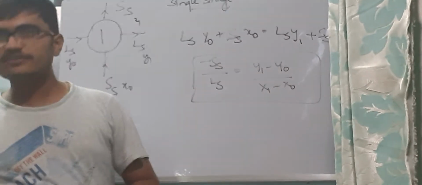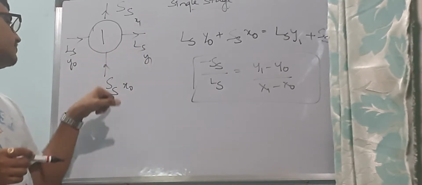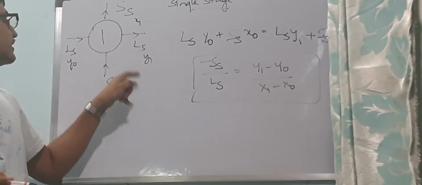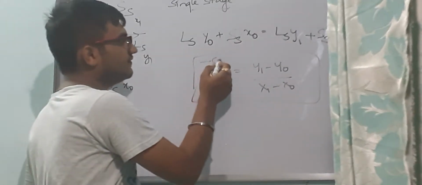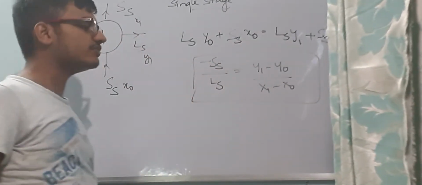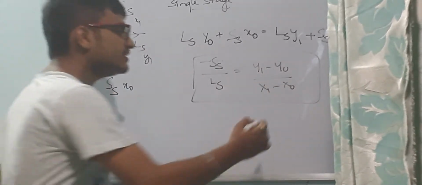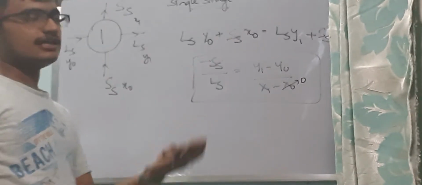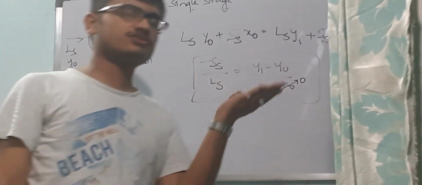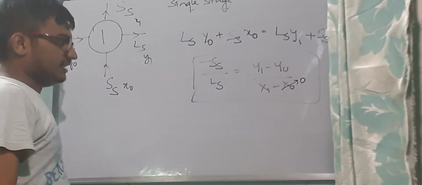Now this is the general equation. I hope you are clear with this, right? Material balance: inlet Ls into Y0 plus Ss into X0 is equal to outlet Ls into Y1 plus Ss into X1. On simplification you get minus Ss by Ls is equal to Y1 minus Y0 by X1 minus X0. Generally this X0 is taken to be 0 because initially there is no adsorbate or solute particle settled on the adsorbent. So X0 will be generally taken as 0.